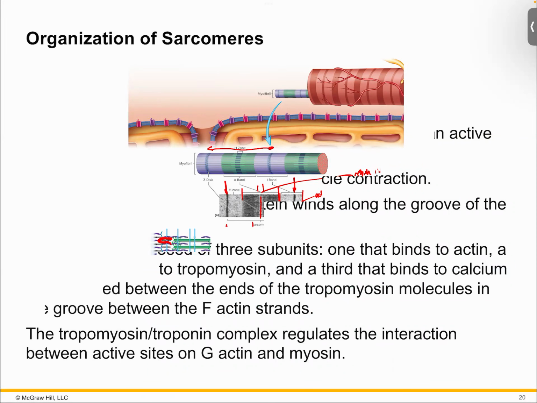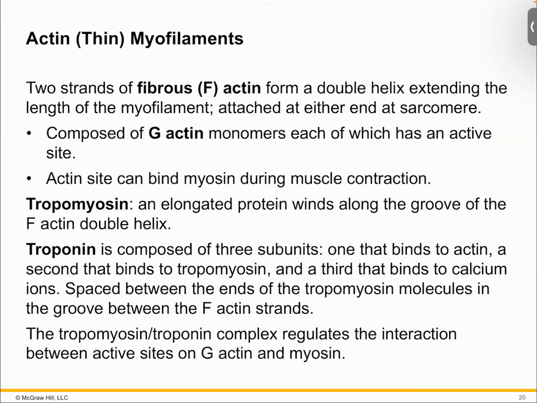So let's take a closer look at the thin filament. You guys are like, well, wait, didn't we just see the thin filament? No, actually, we just got started on the thin filament. So the thin filament is certainly made of actin. Yes, that's the easy part. But there's more than one type of actin in the thin filament. There's two types of actin.